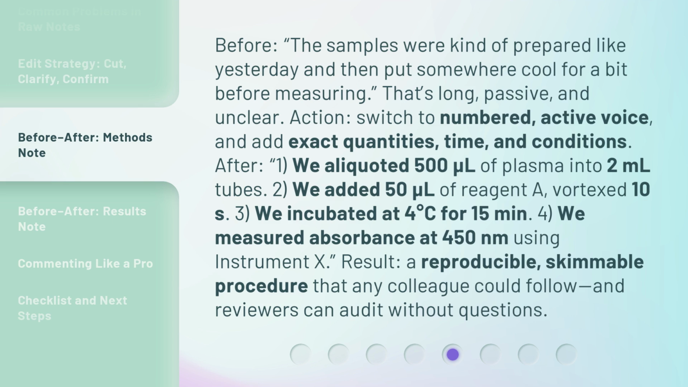After. 1. We aliquoted 500 microliters of plasma into 2 milliliter tubes. 2. We added 50 microliters of reagent A, vortex 10 seconds. 3. We incubated at 4 degrees Celsius for 15 minutes. 4. We measured absorbance at 450 nanometers using Instrument X. Result: a reproducible, skimmable procedure that any colleague could follow, and reviewers can audit without questions.